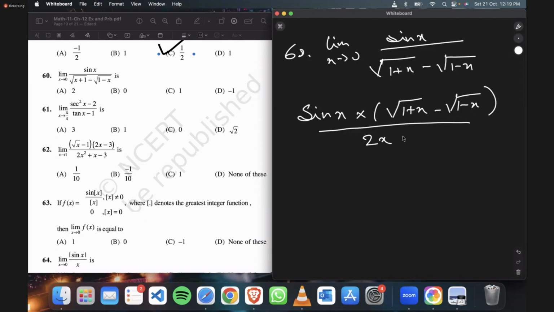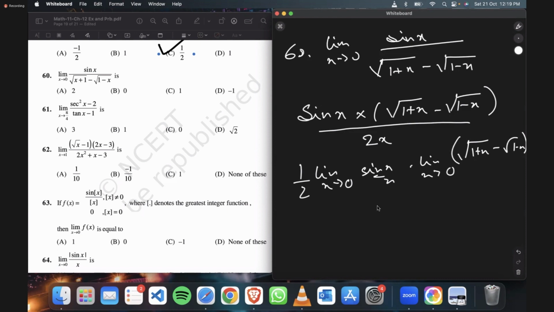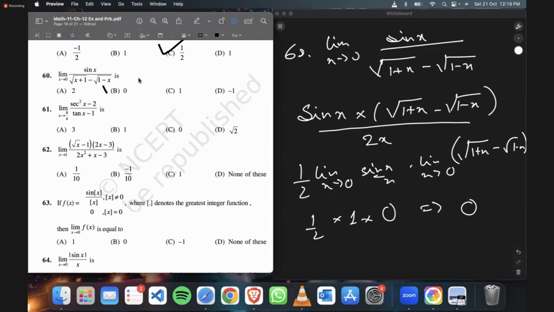Right? Now, yeah. So I can take this half out. There's a limit on x, there's a sin x by x term. And there's again a limit on x under root of 1 plus x minus under root of 1 minus x. Okay. So half times 1 times, when x equal to 0, so it will be 0. So the answer is going to be 0 over here. So the answer for this question is 0, option B.